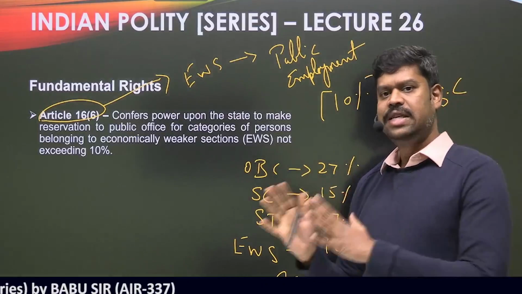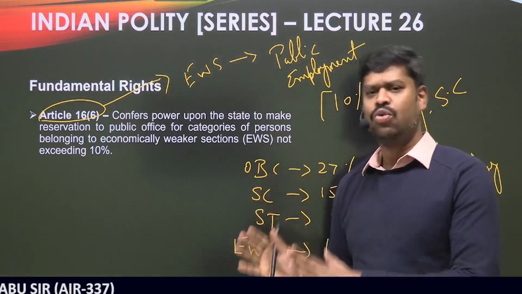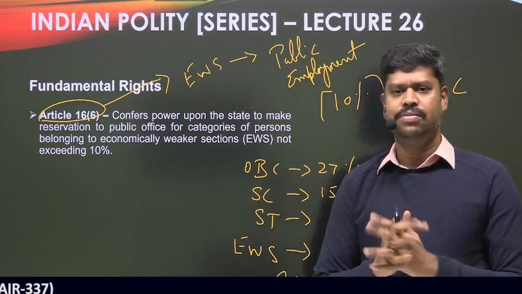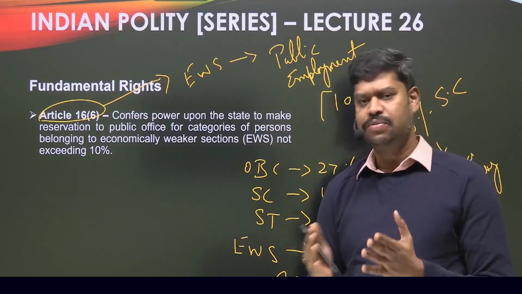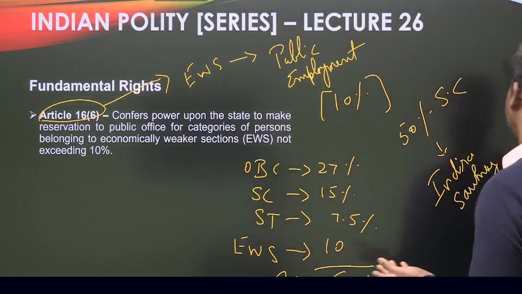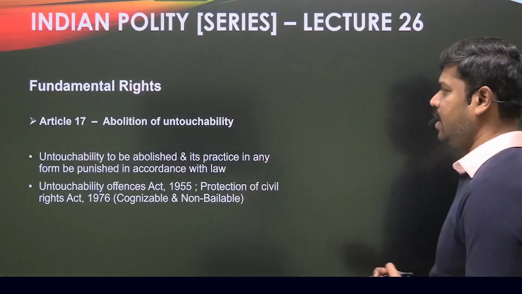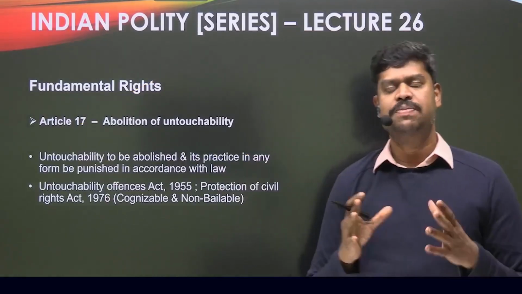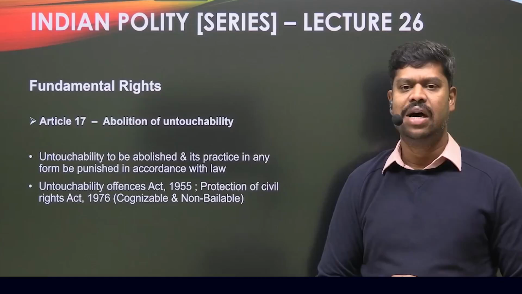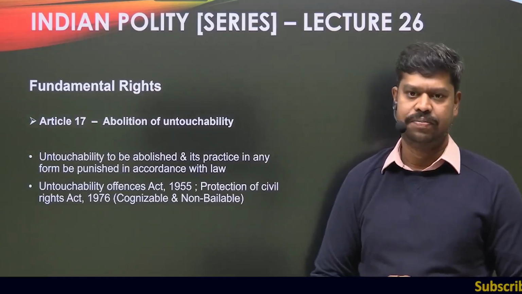So with that understanding, we will move to a couple of other articles which are relatively smaller in terms of what we should know, that is Article 17 and Article 18, which basically talk about what is called abolition of untouchability.